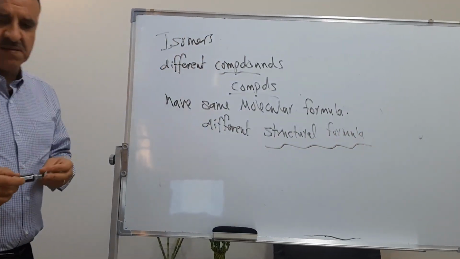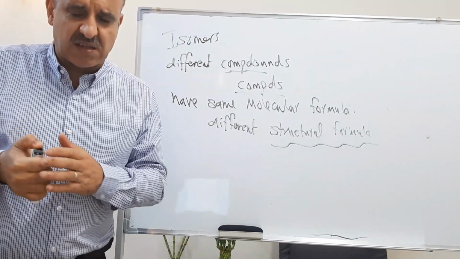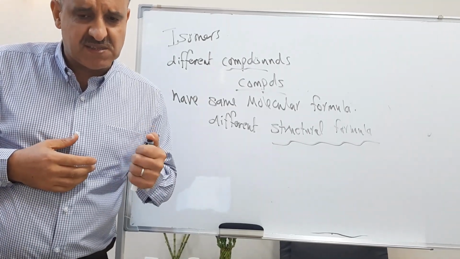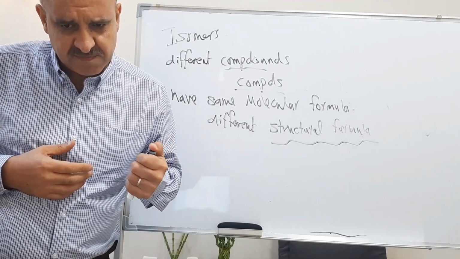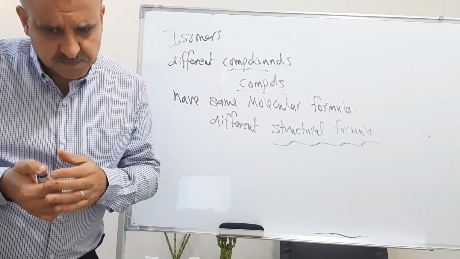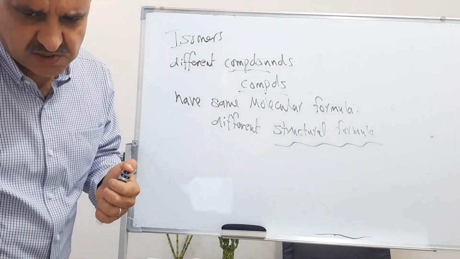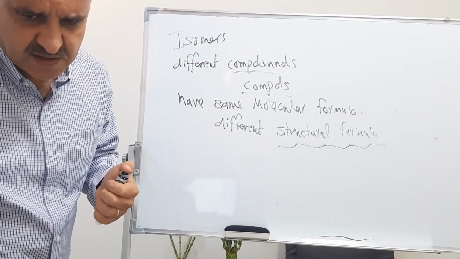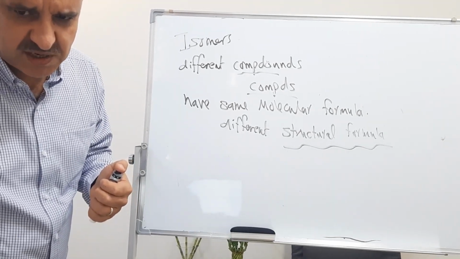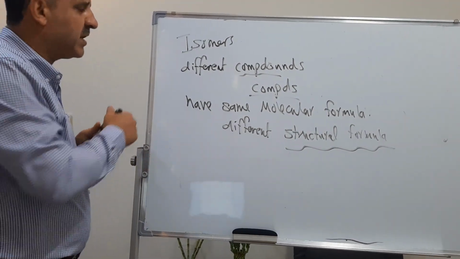So in principle, isomers, as I said here, are different compounds. They contain the same molecular formula, but they have different structural formulas. For example, the example here, which you have, this is actually for the next slide, but before talking about isomers, we should explain the alkanes in principle. But anyway, we'll come to this later on.